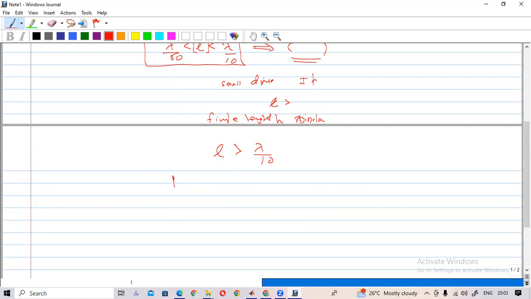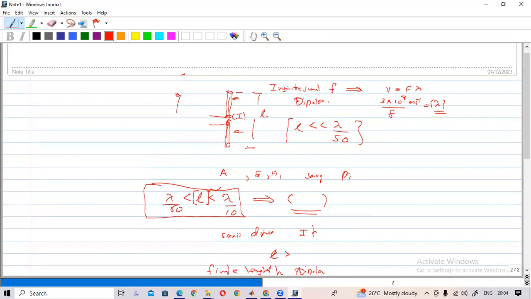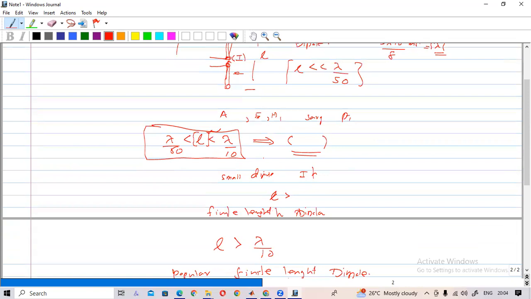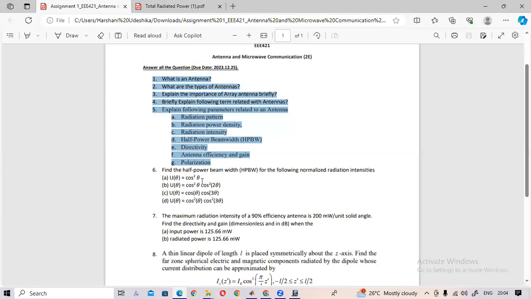And a very popular finite length dipole is the half wave dipole. We select L equal to lambda divided by 2. So the antenna length is equal to lambda divided by 2, and we call this the half wave dipole. Here also the current distribution is very complex, so it is somewhat hard to derive this.